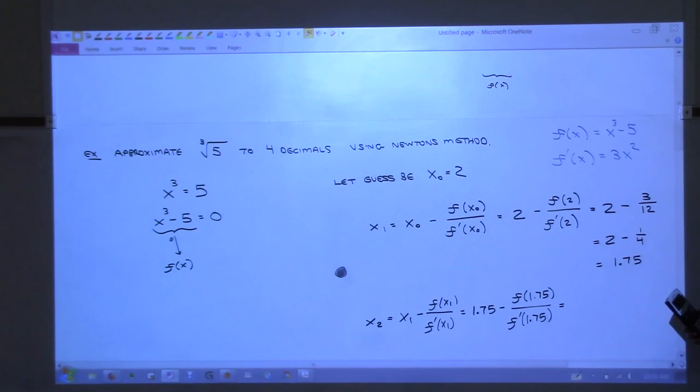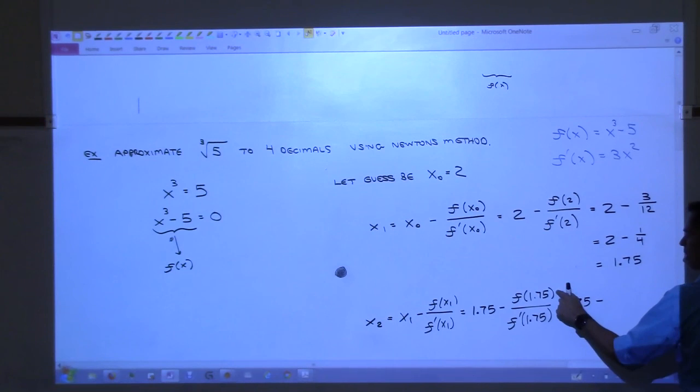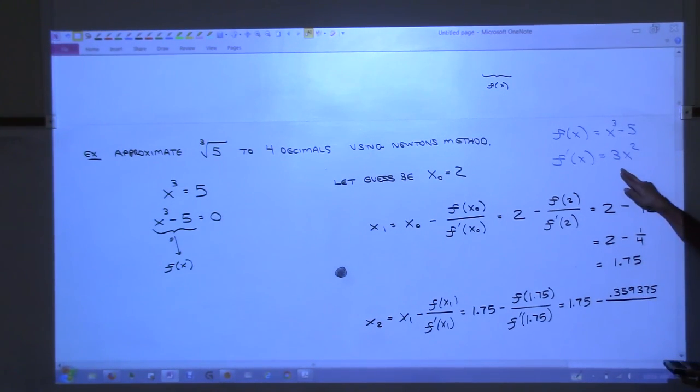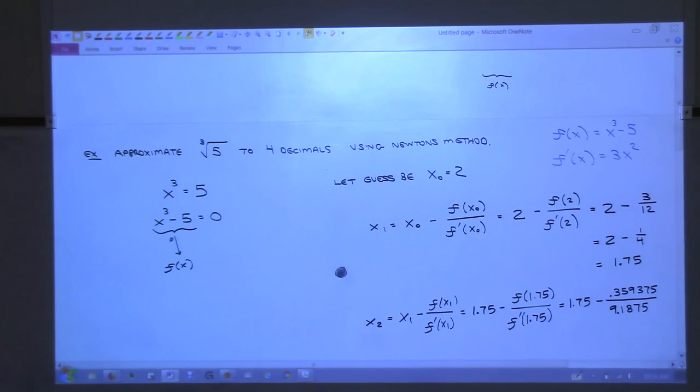With me? So I have 1.75, that's this, minus this. I just calculated on my calculator, I got 0.359375 over, now I need to plug 1.75 into this. Square it and then multiply it times 3. So I get 9.1875. Then I do division.